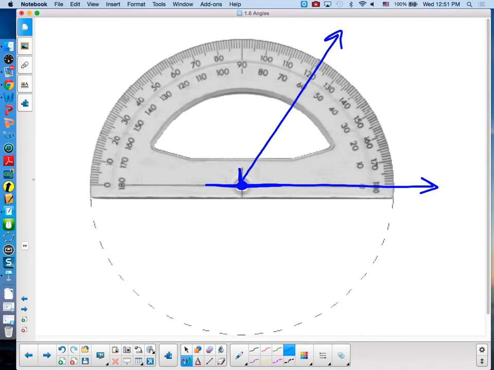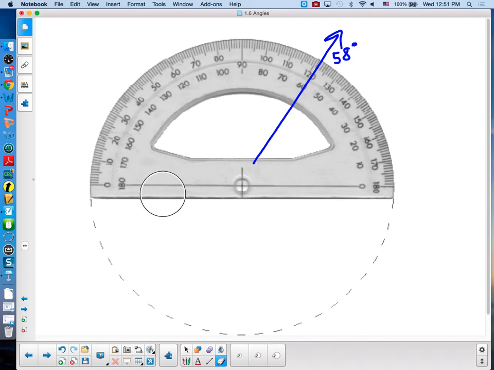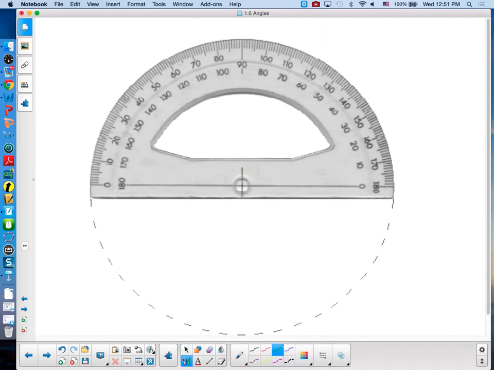In the situation I have right here, I've lined up this side, so start there with 0. So this would be the inside numbers: 10, 20, 30, 40, 50. It's not quite 60, it's 50, I would say 8. So that was a 58-degree angle. If it's larger, let's say I lined up this side. There's my vertex. I'm going to turn it so that this side is lined up with 0. Notice that now I would use the outside numbers. So if it goes around to about here, that angle would be 130 degrees. A lot bigger angle.